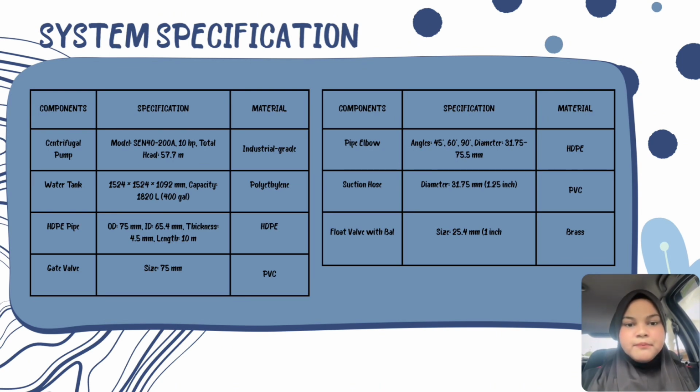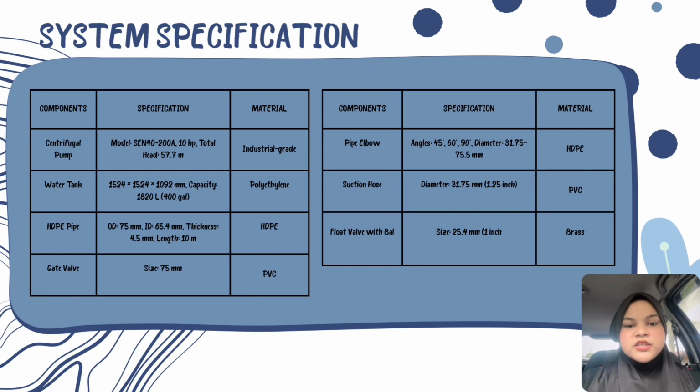Next, we have the water tank. The water tank is made from polyethylene. It has a capacity of 1,820 litres or 400 gallons, and its dimensions are 1,524 times 1,524 times 1,092 millimeters. The tank temporarily stores water and allows gravity feed distribution to different parts of the site.